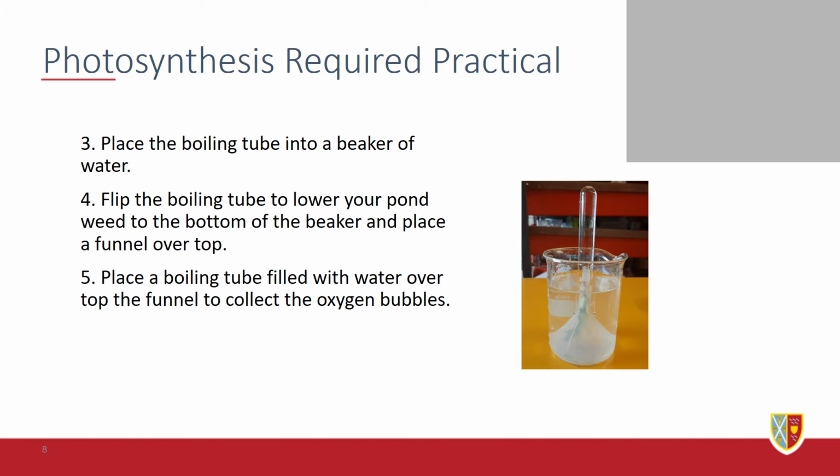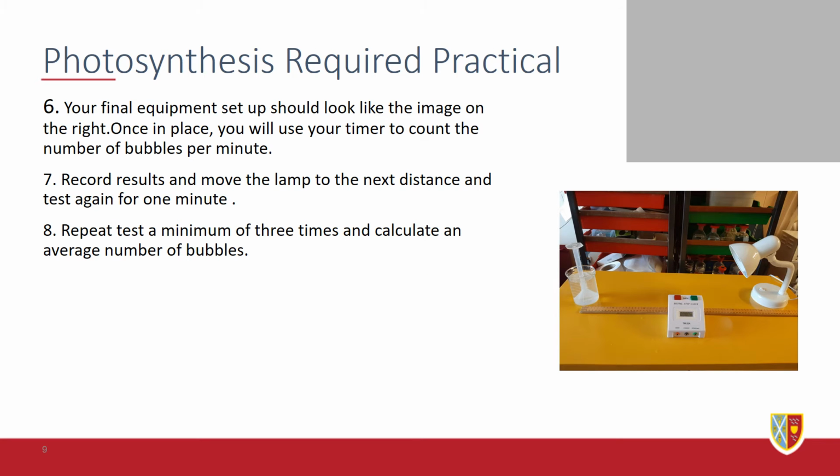What we've then got in the bottom of there, we've got our piece of pondweed underneath a funnel, so that any bubbles coming out of the pondweed are going to go up through the funnel and into the boiling tube. And basically, we're going to count the number of oxygen bubbles in this one here. Your final equipment setup should look like the image on the right-hand side here.